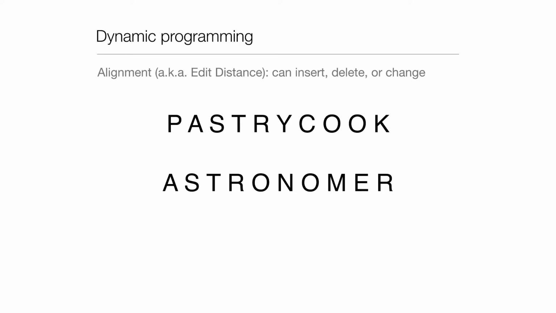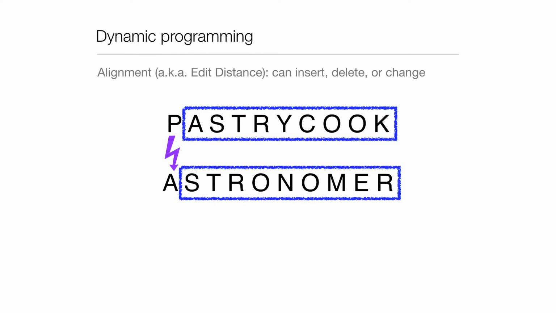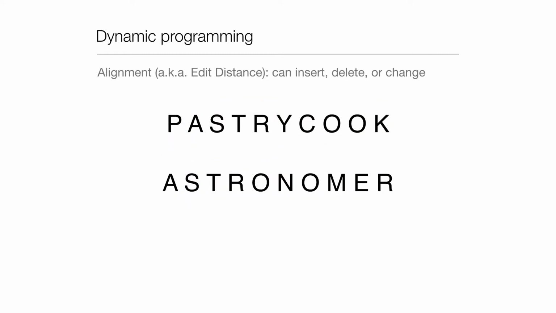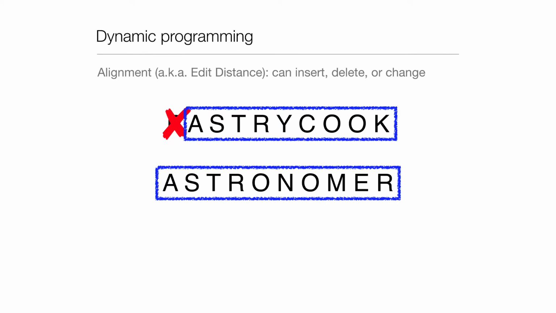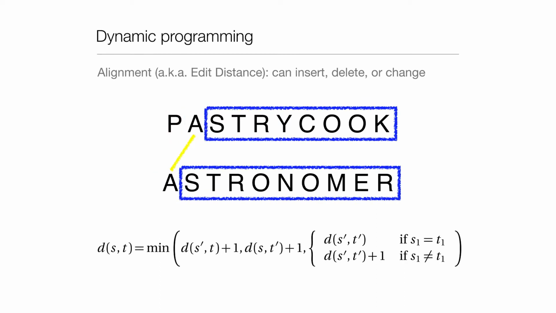Not quite like divide and conquer. We're not dividing the problem into halves, but we are reducing it to a smaller problem of the same type, which we could then recursively try to solve using the same technique. But of course, this wasn't our only option. We could also change the P to an A and then try to align Cook with astronomer, or, and I know you already know this is the best choice, we could delete the P and align Cook with astronomer.